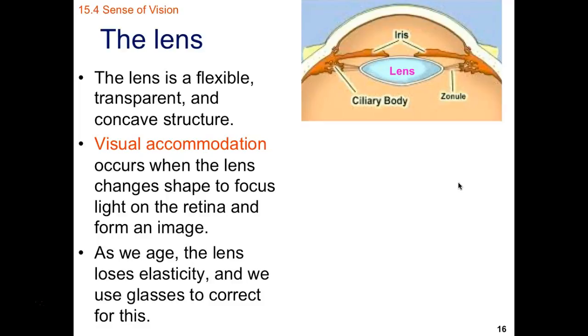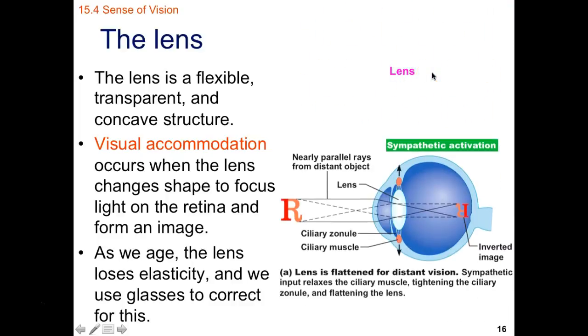So let's talk a little bit more about the lens. This is another view here. So here is our iris. The middle portion where we see this gap is our pupil. Lens is located behind. Here's our suspensory ligaments. These are also called zonule or zonulus ligaments. And then we have our ciliary body with that ciliary muscle within it. So our lens is very flexible, it is transparent, and it's a concave structure. This is going to help us for visual accommodation, and this will happen when the lens changes shape in order to focus the light on the retina and form an image.